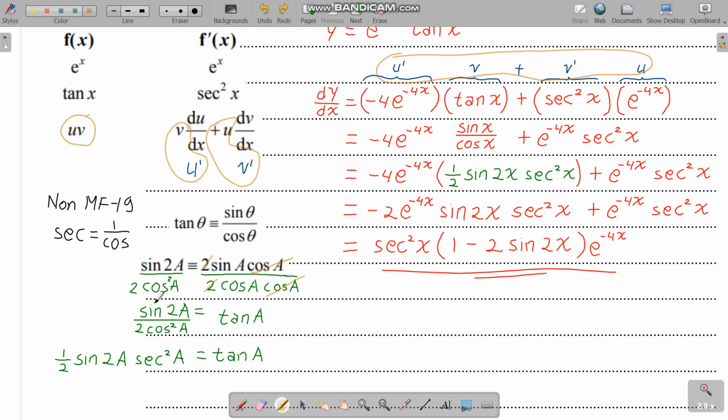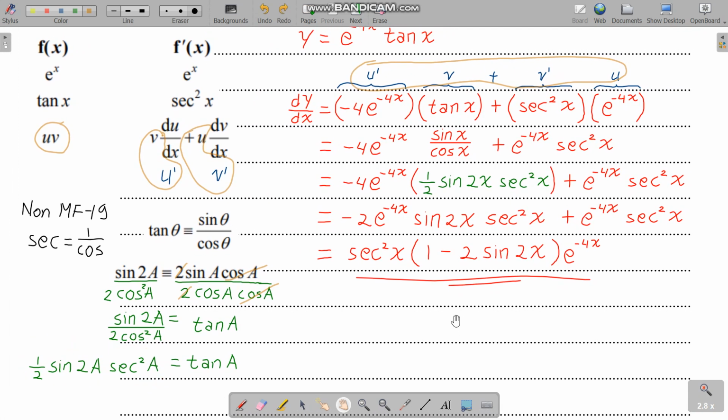Now we have this non-MF19 formula, the definition of secant: secant is 1 over cos. So instead of 1 over cos squared, we can use secant squared. So this is equal to tangent, and we replace this tangent x here. So actually we don't need sine over cos. We just go directly from tangent x equals 1/2 sine 2x secant squared x.